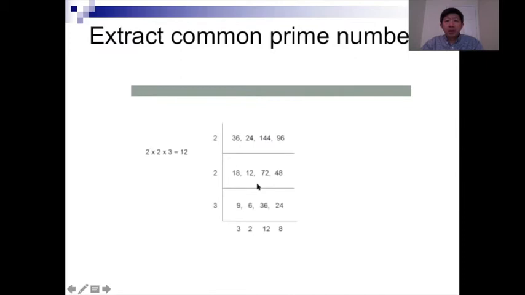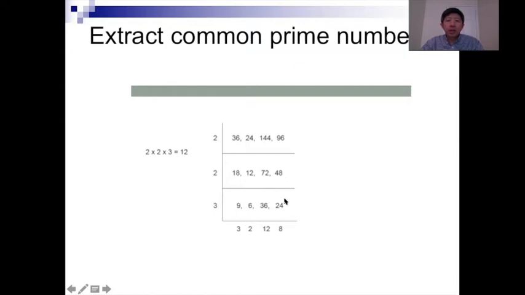Now what if we are using the method of extracting common prime numbers? So we divide by 2, so therefore we got 18. 24 divided by 2 got 12. 144 divided by 2 got 72. 96 divided by 2, 48, all right? And next, we divide by 2 again, because we can find with the divisibility rule that all can be divisible by 2. So we divide by 2 again. So 18 divided by 2 got 9, 12 divided by 2 got 6, 72 divided by 2, 36. 48 divided by 2, 24.